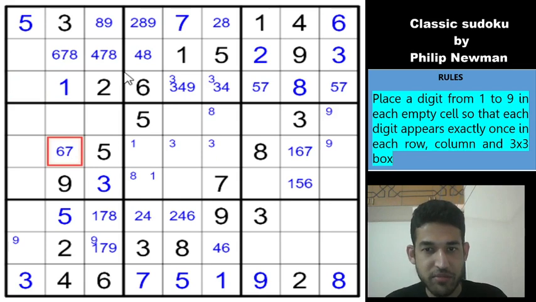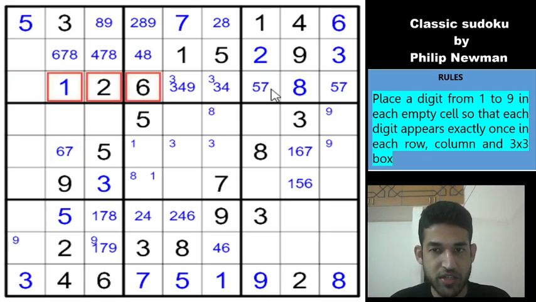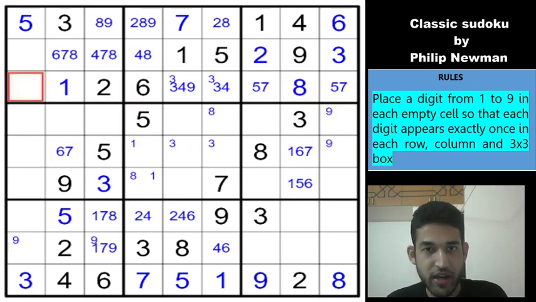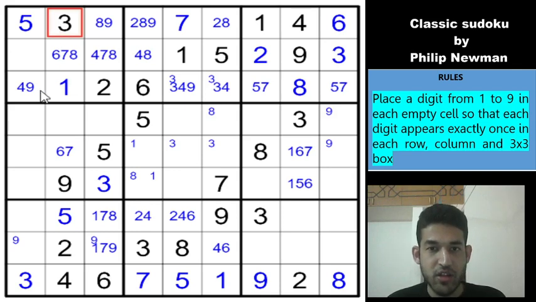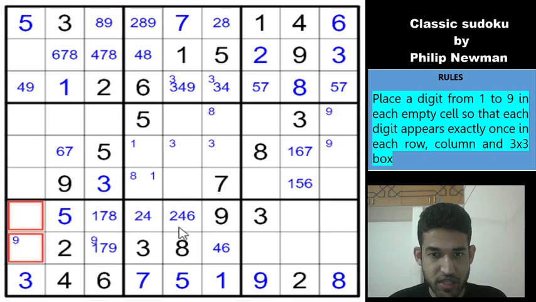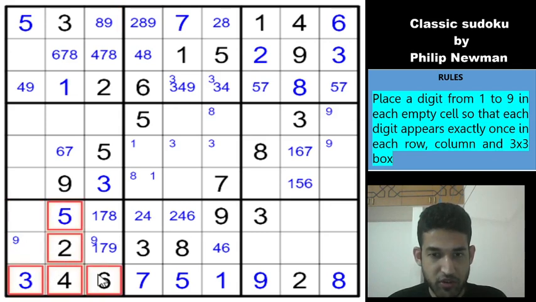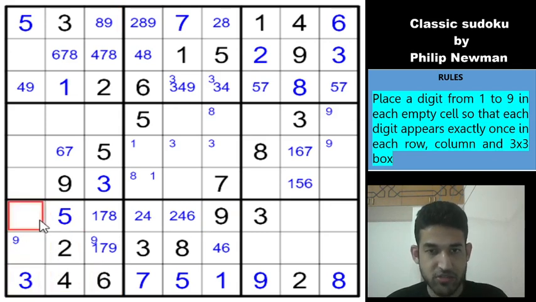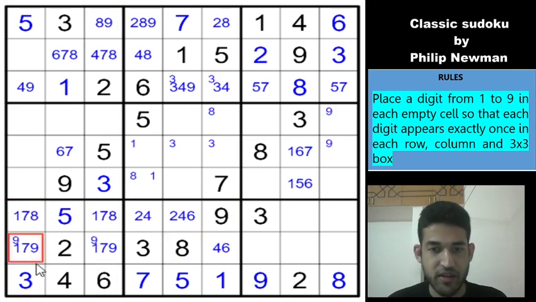So this must be 6, 7. 1, 2, 6, 5, 7, 8. So this must be 4 and 9 because of the 3 here. So 4, 9, 8, 9. Any vibing? Not really. So let us look at these two cells. They can't be 2, 3, 4, 5, 6 and this cell cannot be a 9. So this is 1, 7, 8 and this can't be 8. So this is 1, 7 and 9.